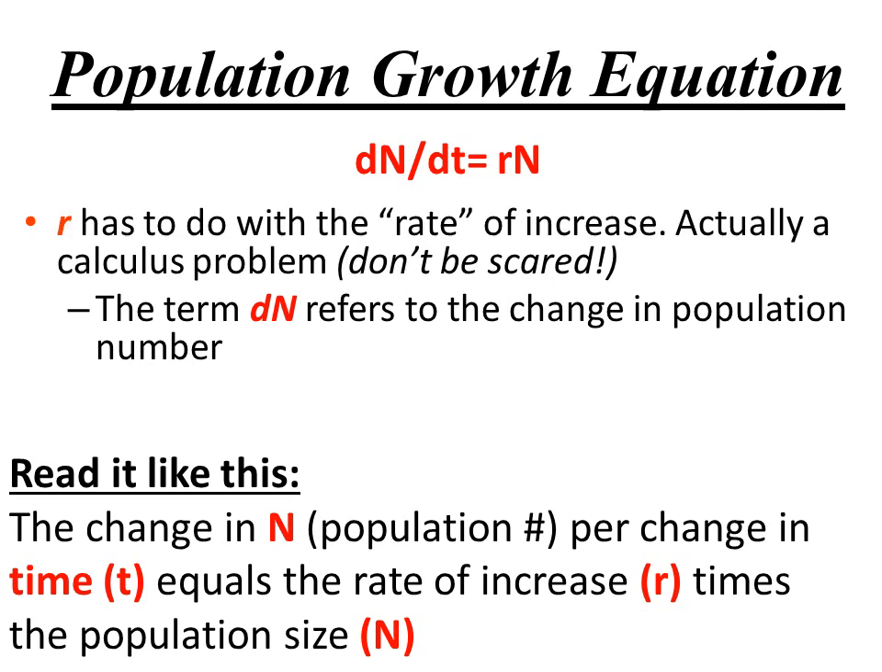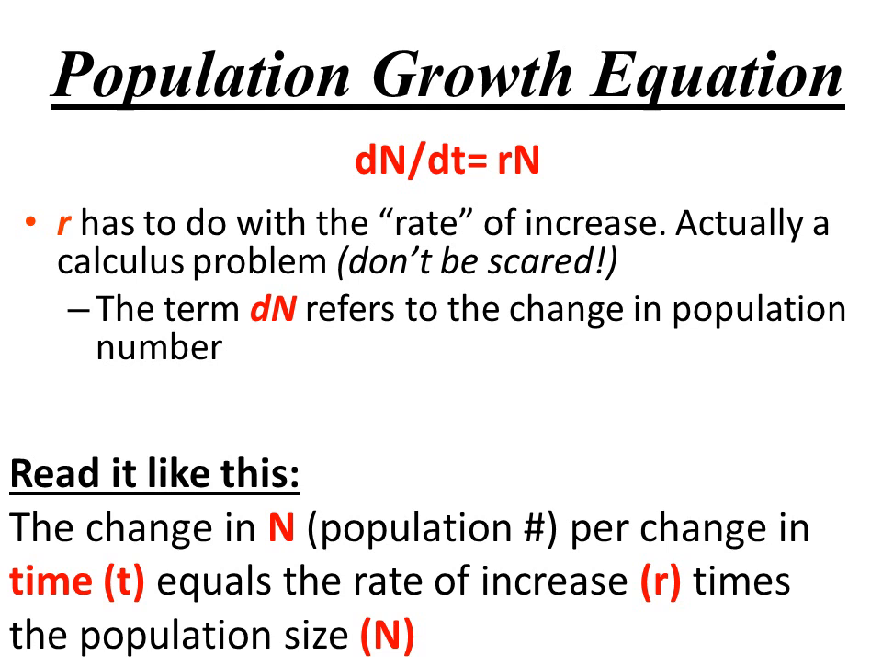So to think about this, you want to look at the full population growth equation. We talked about this per capita. Well, what does per capita really mean? The basic population equation is dN over dt equals rN. So r has to do with the rate of increase.